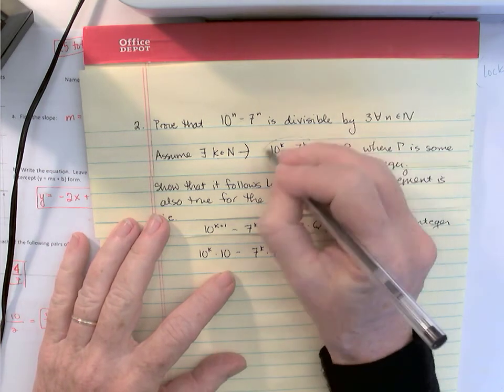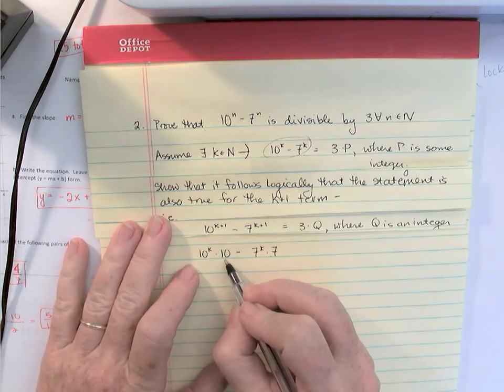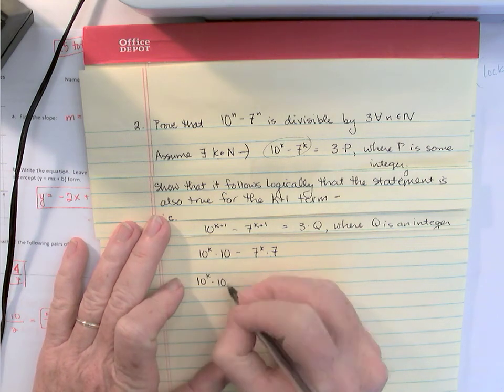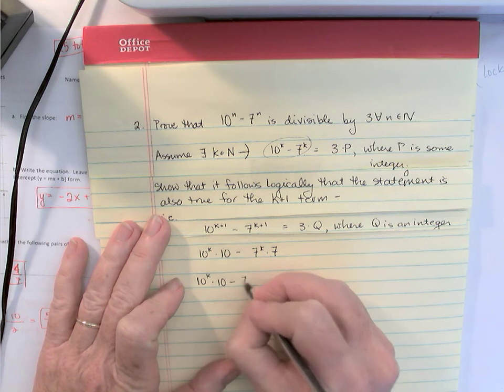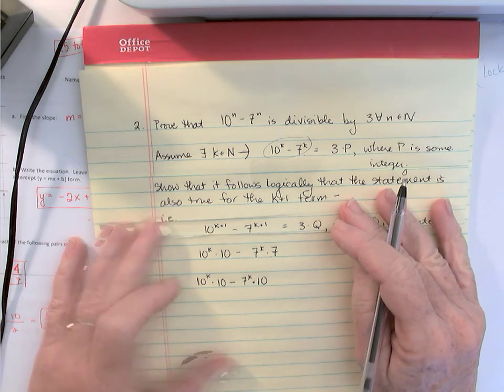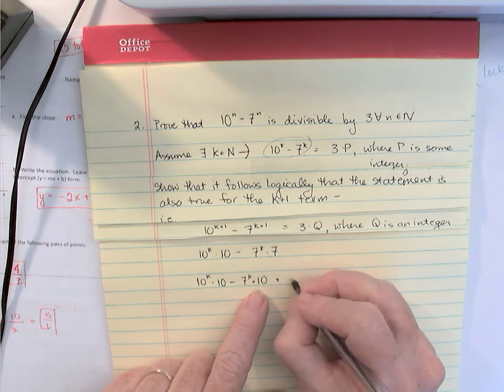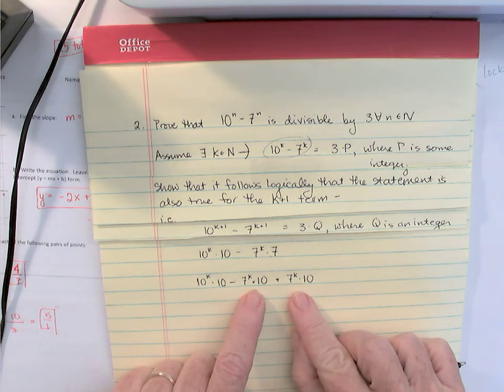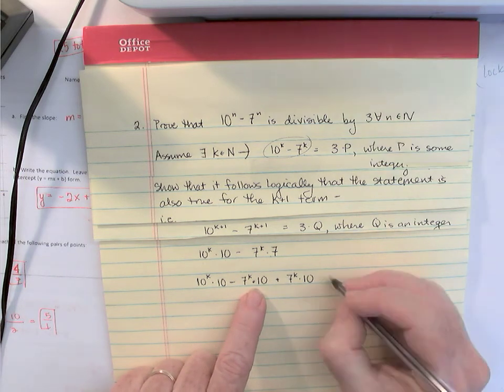But I'm going to create something because here I have a 10 to the k times 10. So what I'm going to do is this: 10 to the k times 10, and I'm going to subtract 7 to the k times 10. But I can't really arbitrarily subtract it because that's adding something. So I'm going to add it right back. So I'm adding negative 7 to the k times 10 and positive 7 to the k times 10. So essentially I'm adding 0.